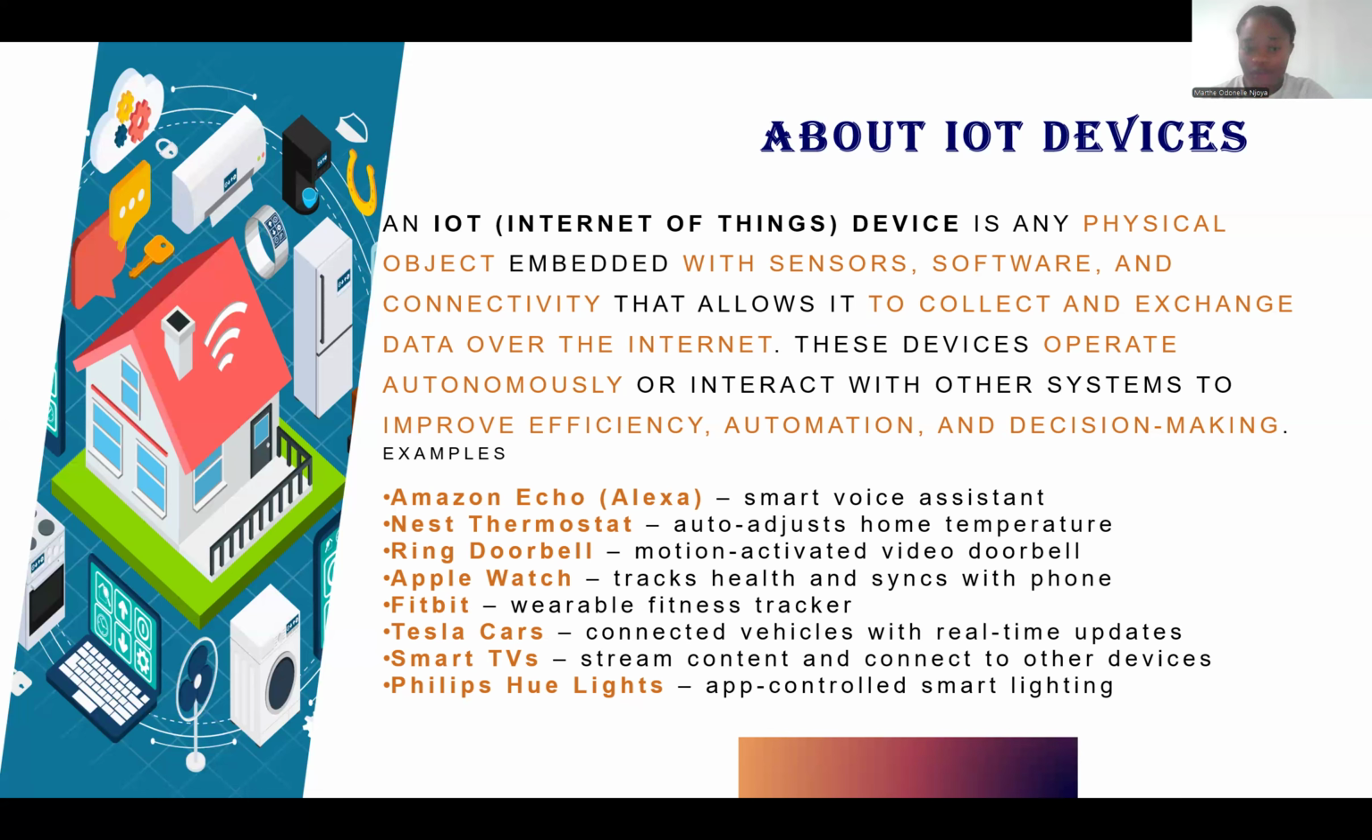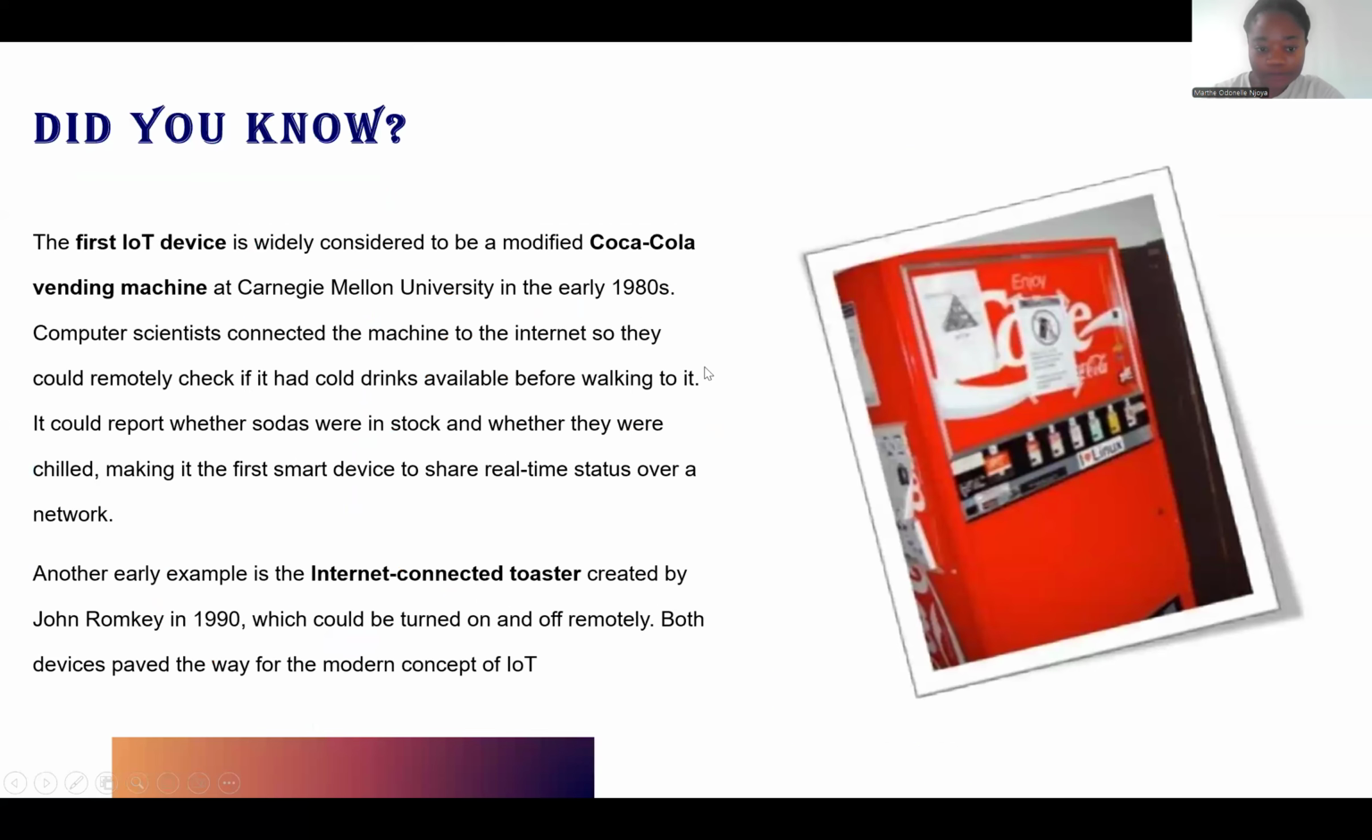And then Tesla cars, which connect with devices and get real-time updates. And then we also have smart TVs, which also connect with other devices. And then finally, we have the Philips Hue lights, which basically control lighting in the house or anywhere else.